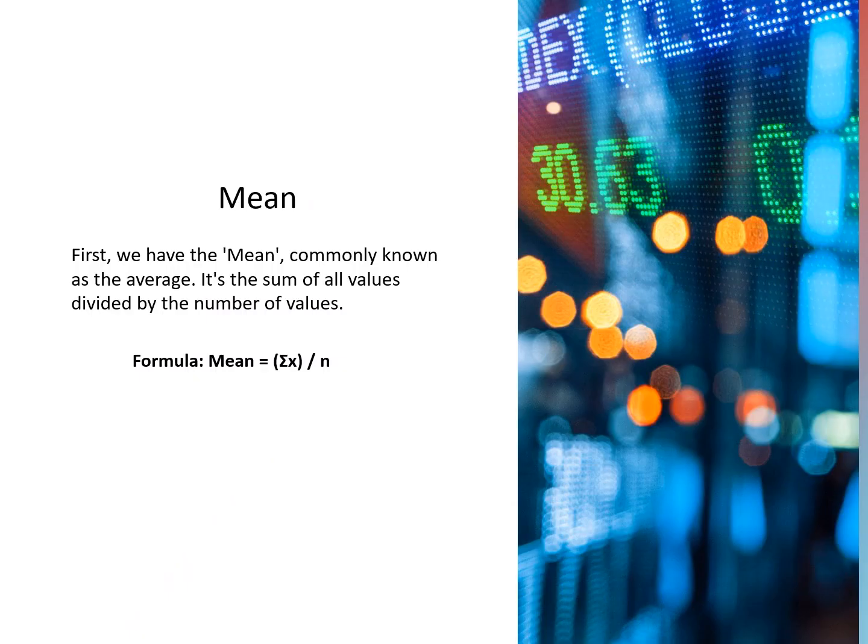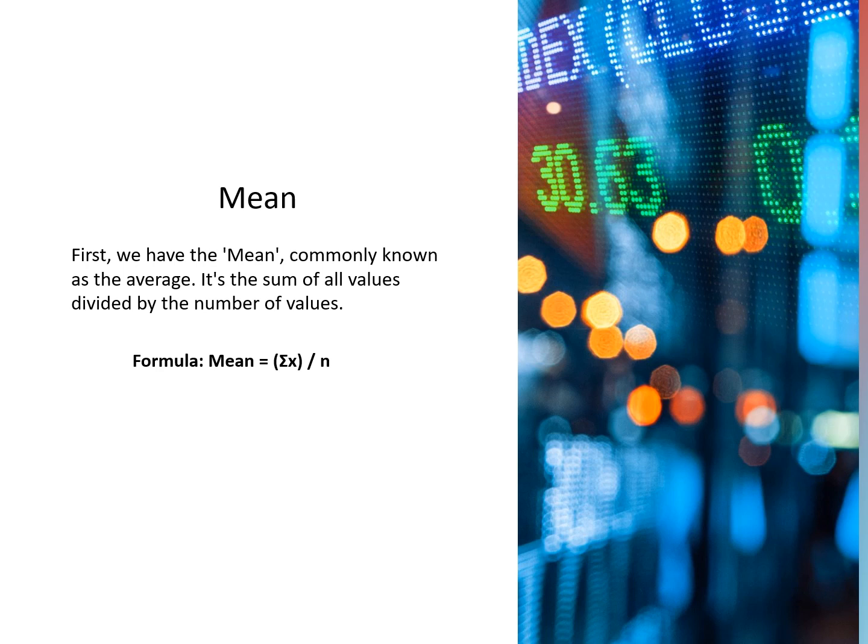First topic is the mean. Mean is just another name for the average. Here you add up all the numbers and then divide by how many numbers there are. So the formula for mean is the sum of x, the total of the data points, divided by n.